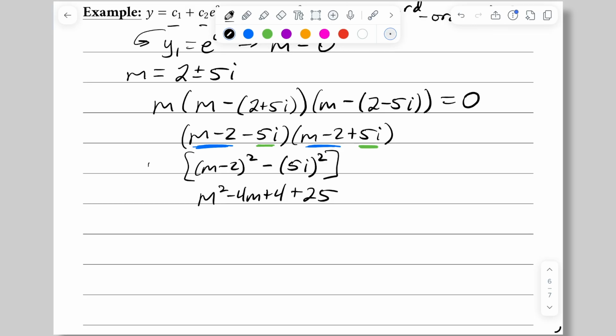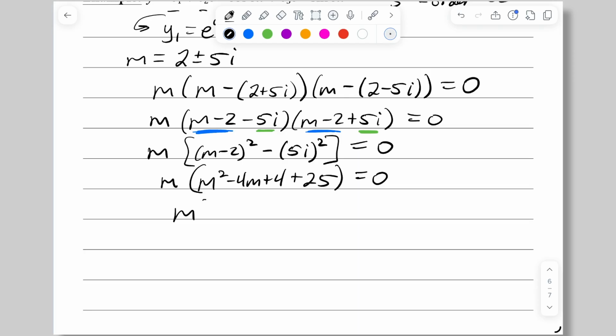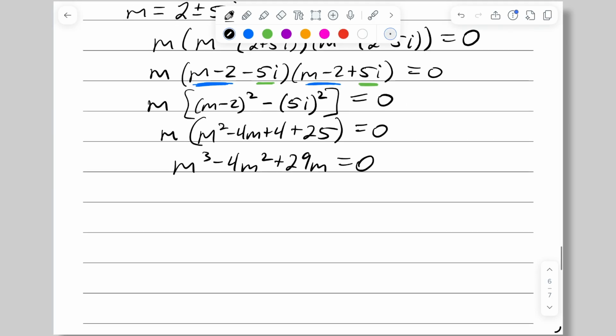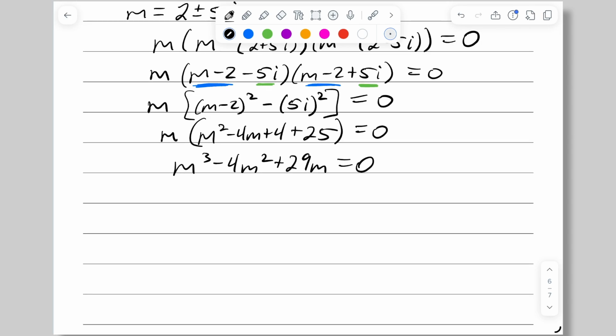Now, there was an m out in front of the whole thing, and the whole thing was equal to 0. So I'm going to wrap that structure of the equation around there. And we have m cubed minus 4m squared plus 29m equals 0, which is just a slick way to handle that. Now, this was supposed to be a differential equation. This being its auxiliary equation tells us the differential equation is y triple prime minus 4y double prime plus 29y prime equals 0.